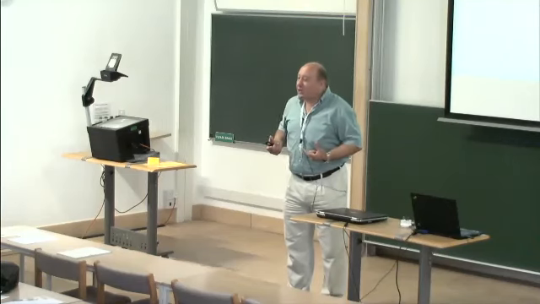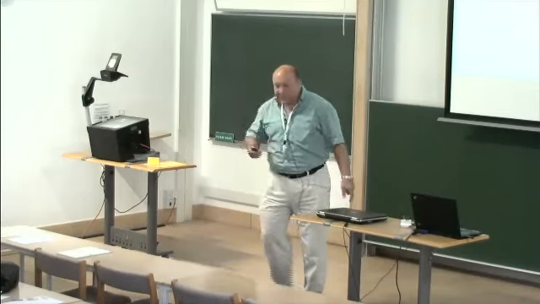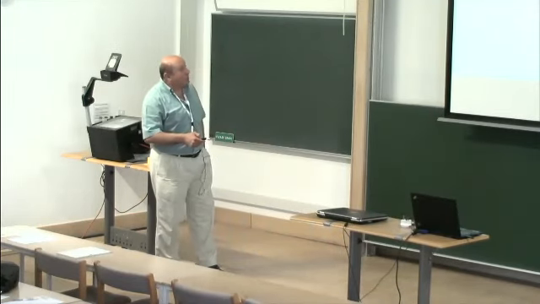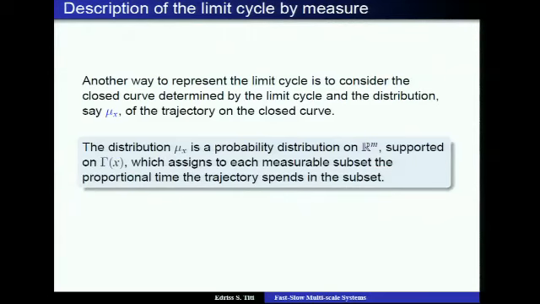And now the measure tells me how much time I spend on every portion and each arc of this particular thing. So this is a different way to present it. It's a closed curve. So the distribution mu x is a probability measure supported on gamma h, which assigns for each measurable subset the proportion of time that I'm spending on that. This is a different way to represent a limit cycle. Okay, this mu x inherits a dynamics.